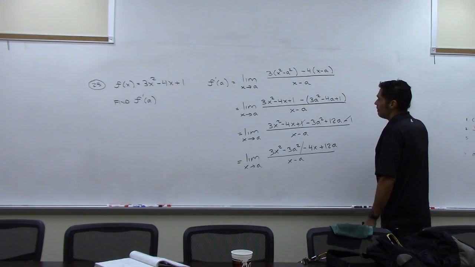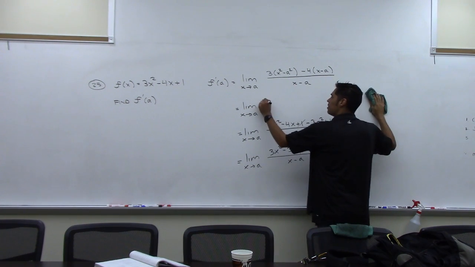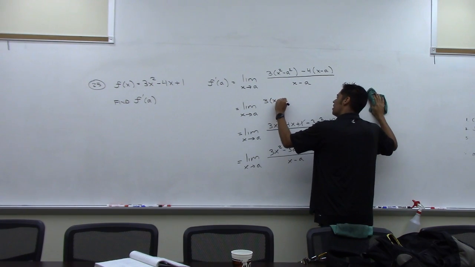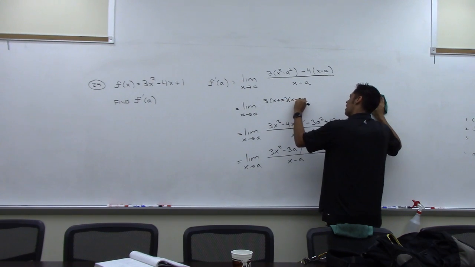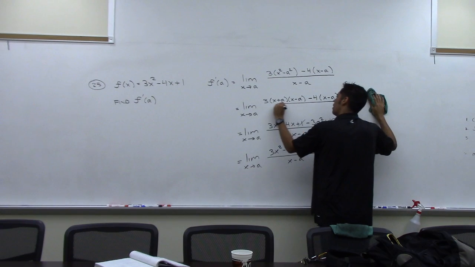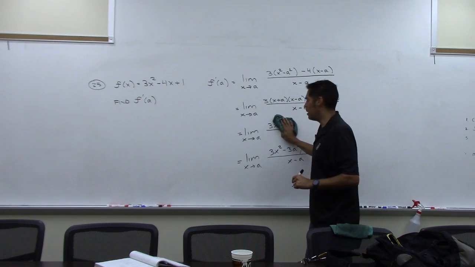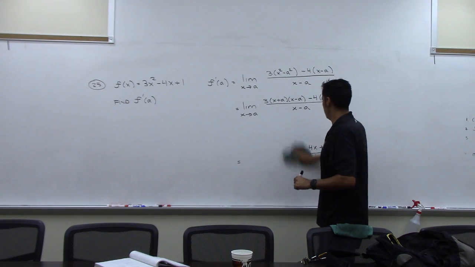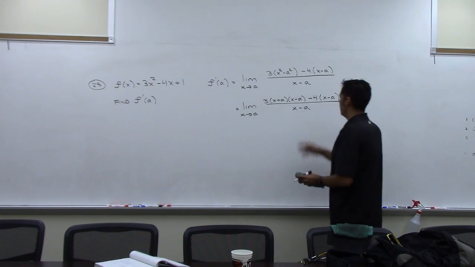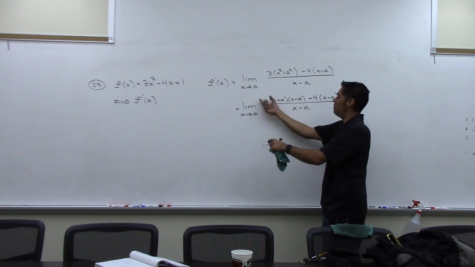So I notice that's a difference of squares. So this becomes 3 times x plus a times x minus a, minus 4 times x minus a, all over x minus a. And now at this point I can cancel this x minus a because it appears here, here, and here. So you could imagine just pulling an x minus a out of the top and then it would cancel.